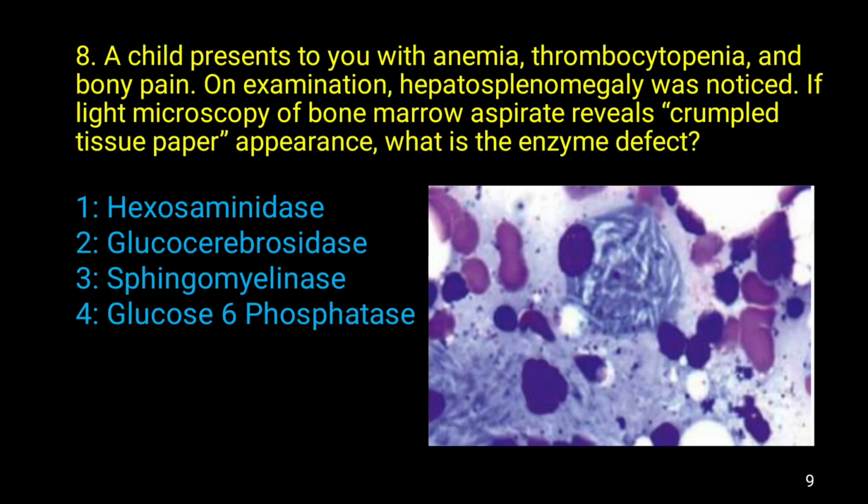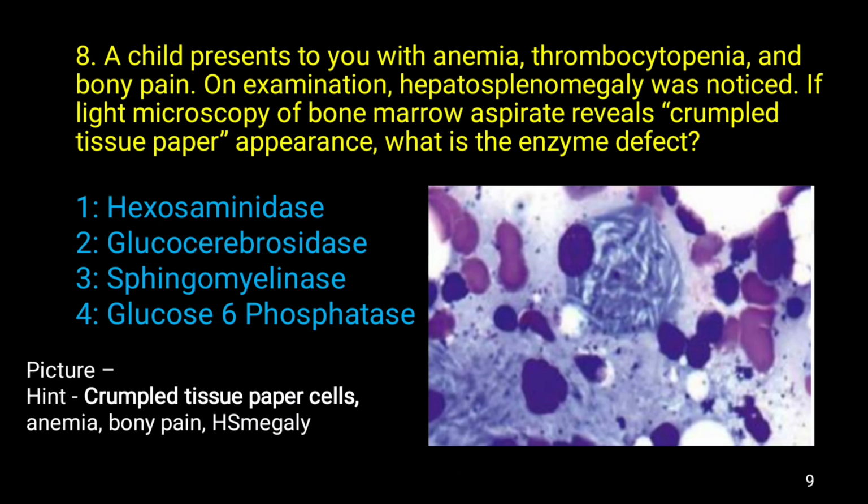But here the typical word is anemia. Anemia is typically observed in Gaucher's disease, from glucocerebrosidase enzyme deficiency. In all these other conditions, the crumpled tissue paper appearance is not seen, only in glucocerebrosidase enzyme deficiency, that is Gaucher's disease, the right answer. So basically the hints are crumpled tissue paper cell, anemia, bony pain and hepatosplenomegaly, all pointing to only one answer, glucocerebrosidase enzyme deficiency.